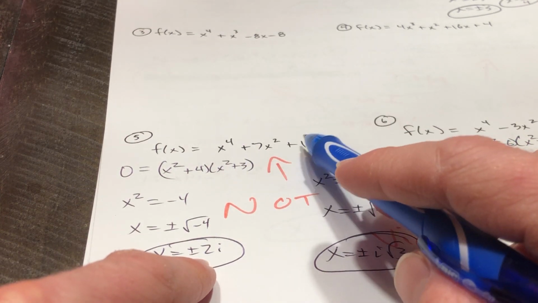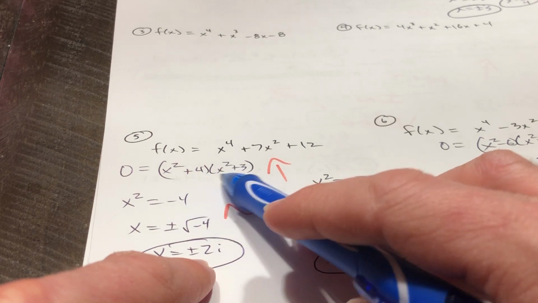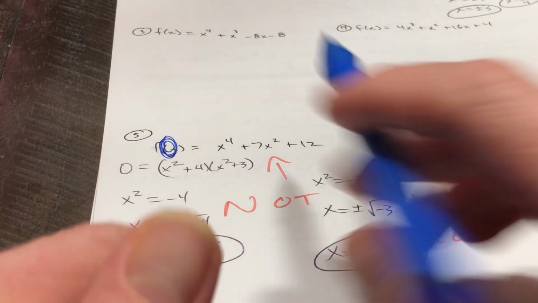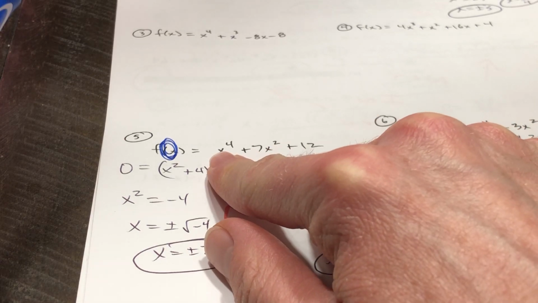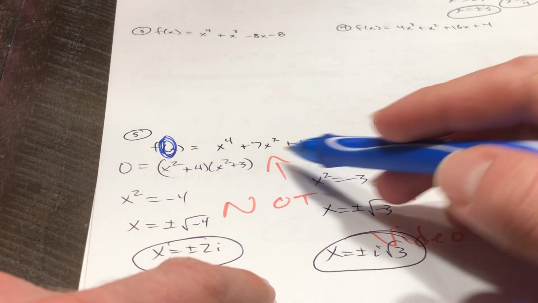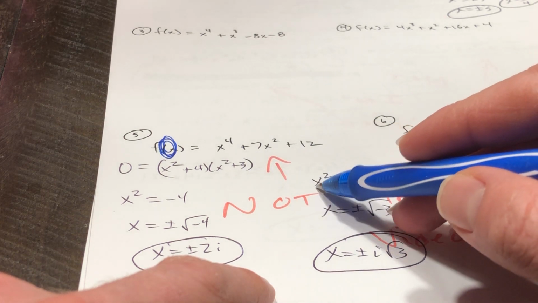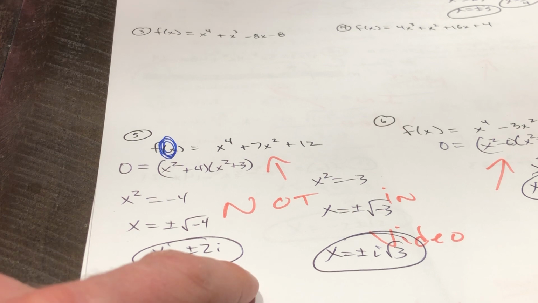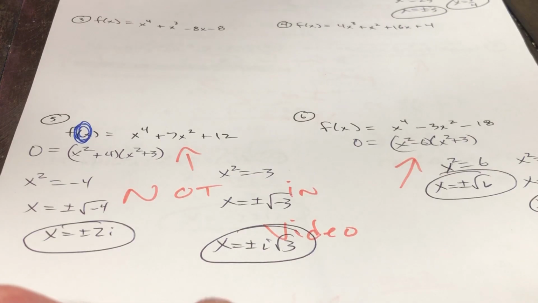How does this factor? What multiplies to 12 and adds to 7? X squared plus 4, x squared plus 3. I want to find my zeros, so I set this equal to 0. X squared plus 4 is equal to 0. Move the 4 over. X squared is a negative 4. X is plus or minus i root 4. X is plus or minus 2i. X squared plus 3 is equal to 0. X squared equals a negative 3. X is equal to plus or minus the square root of negative 3, or i root 3.